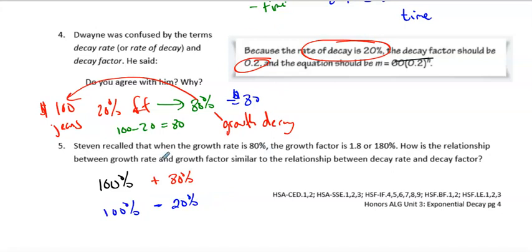So you're always adding or subtracting. In the growth factor, I'm adding. In the decay factor, I'm subtracting or decreasing from 100%. Right? Growing from 100%, decreasing from 100%. Right? And there's your similarities and differences.